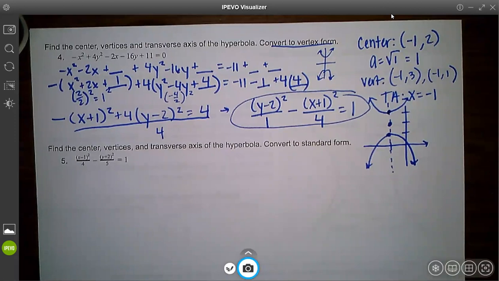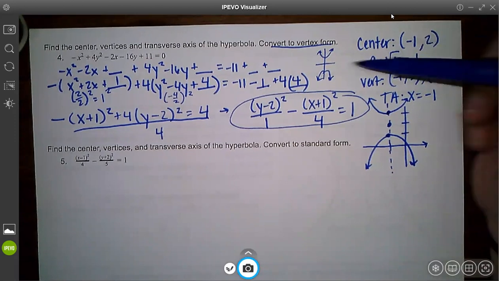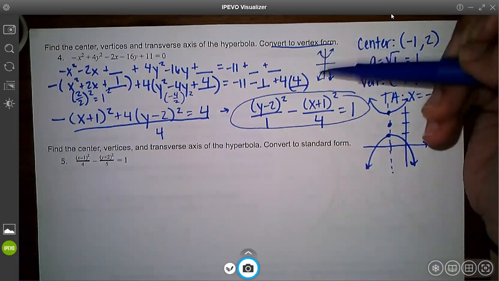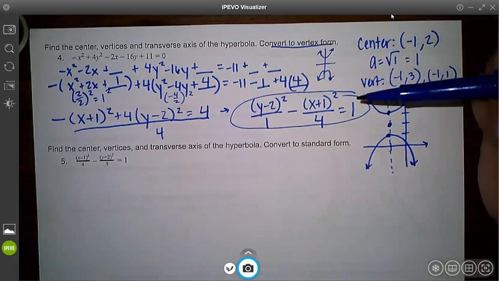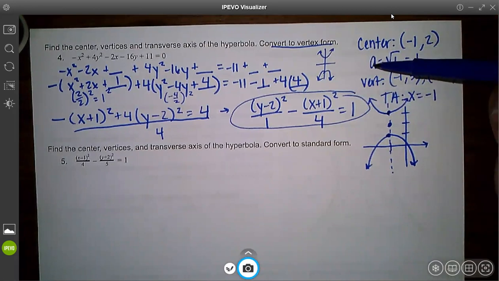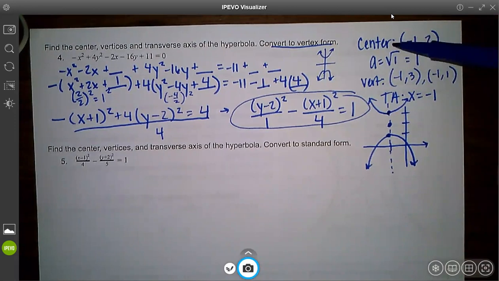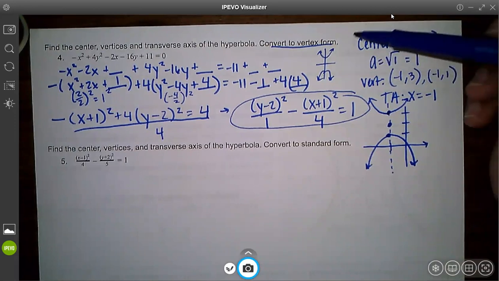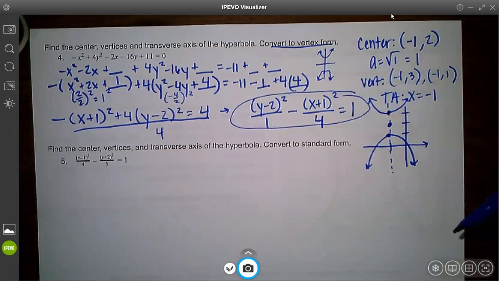How'd you get the y value from the transverse? On my vertices here. Yeah, that's okay, I was just making sure. So you take your center, and because my y value is positive, I know it's going to look like this. It's going to open upward and open downward. So your A is the distance from your center to your vertex. Since it opens up and down, my A value is the distance from my center. So I'm going to go up 1 and down 1 from my center to get those vertices. Does that make sense?